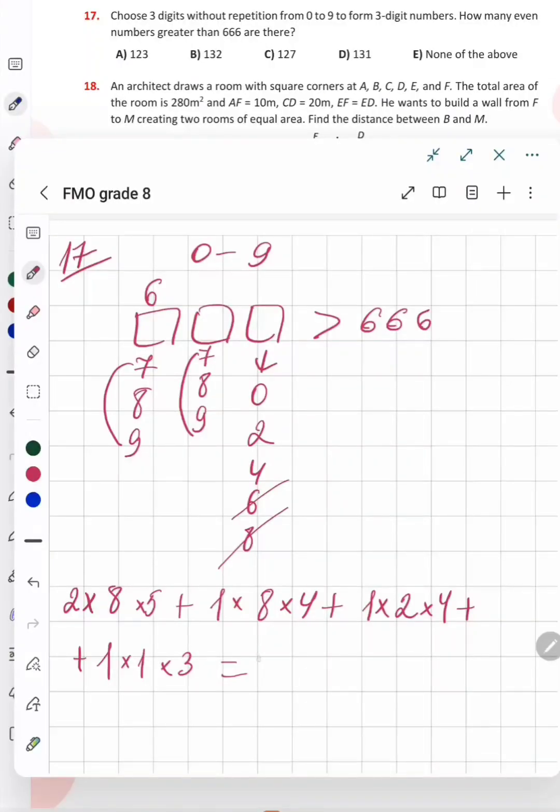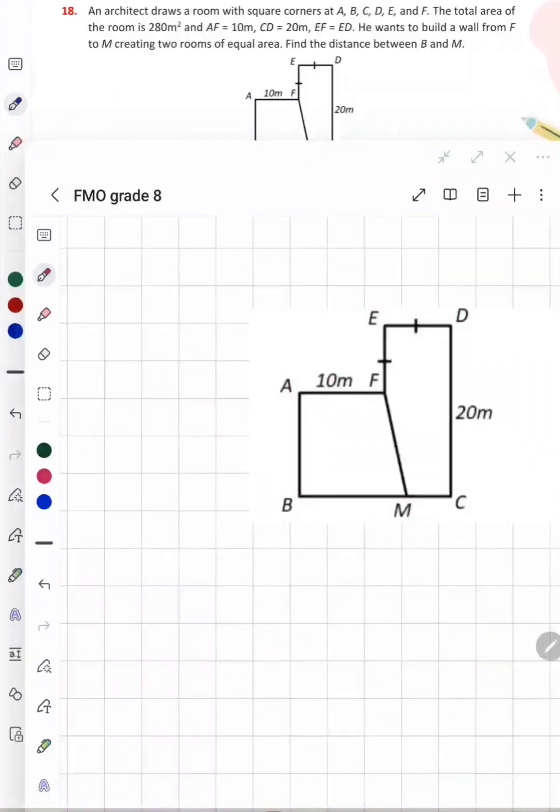2 times 8 is 16, times 5 is 80, plus 32, plus 8, plus 3 is going to be 112, plus 11, which will be 123. This is our final answer.